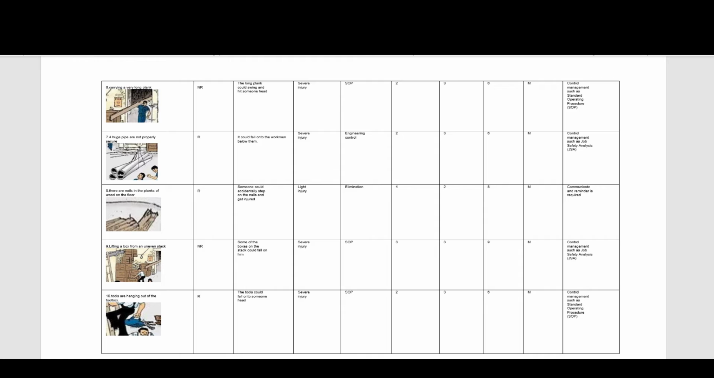And the next is number 10, that is tools are hanging out of the box, and it is a routine activity. And the hazard is the tools could fall onto someone's head, and the effect is severe injury. And the current risk control that we can do is standard operating procedure, and the probability is 2 and the severity is 3. So the score is 2 times 3 is equal to 6. So the level is M. So the recommendation for this situation is control management such as standard operating procedure, SOP.